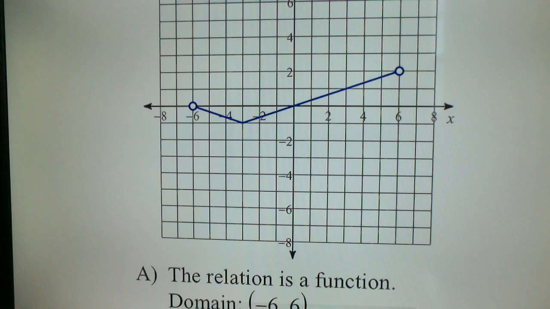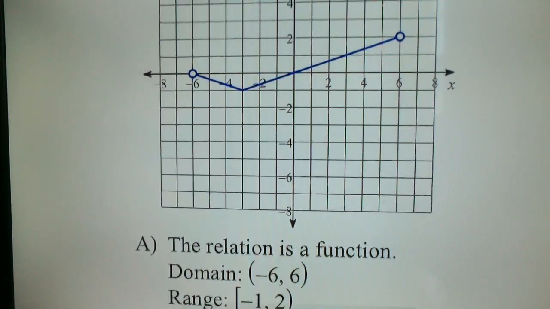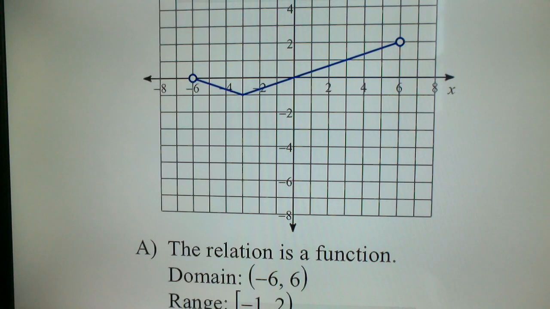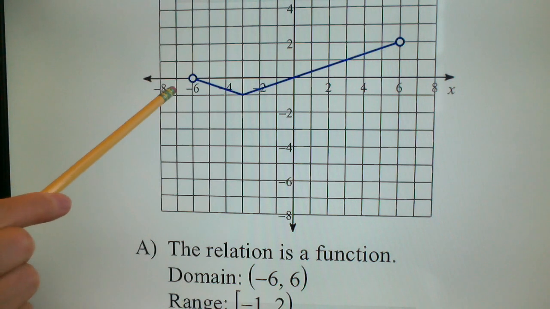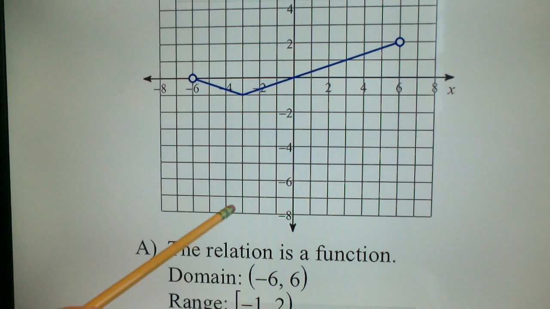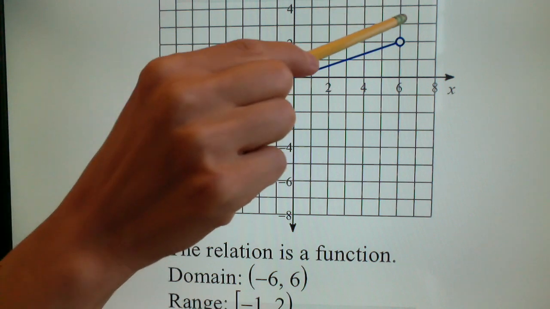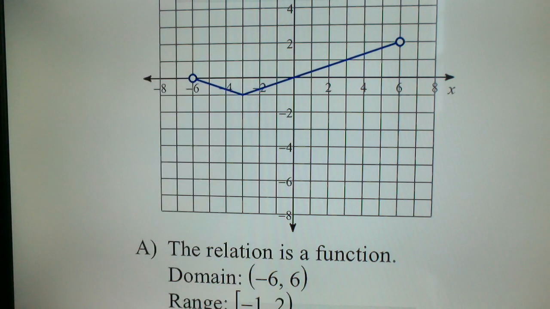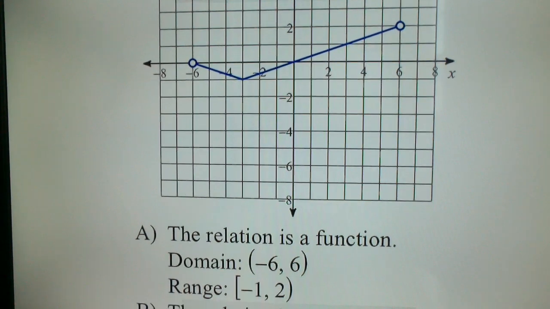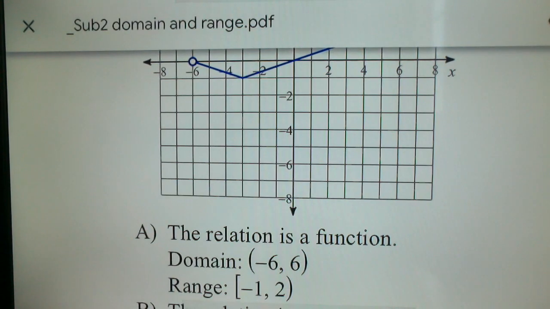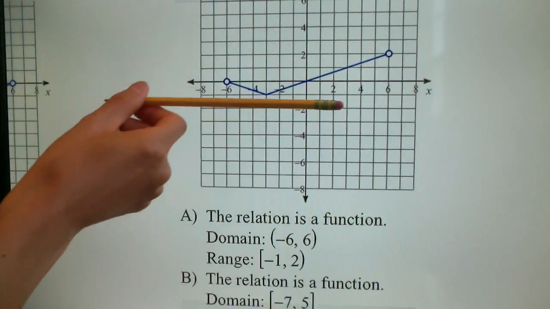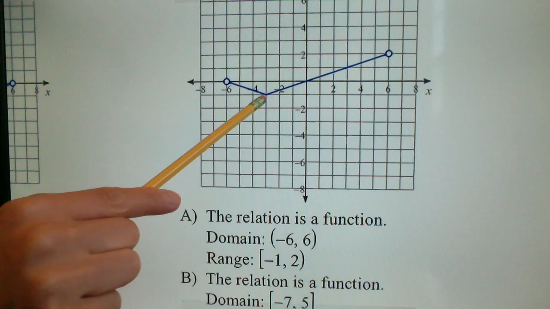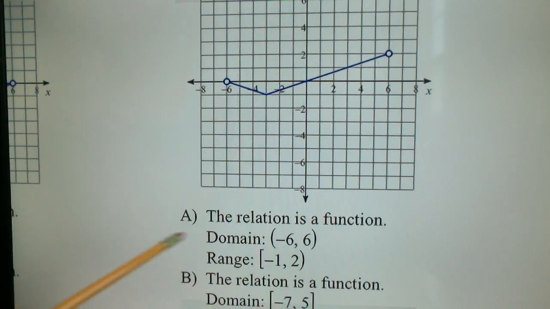So let's look at the answer. Answer is A. So this relation is a function because one x only has one y. Domain, -6 is open, parentheses, and this is open, parentheses. And the range, -1 to 2, -1 is included and 2 is not included. So the answer is A.